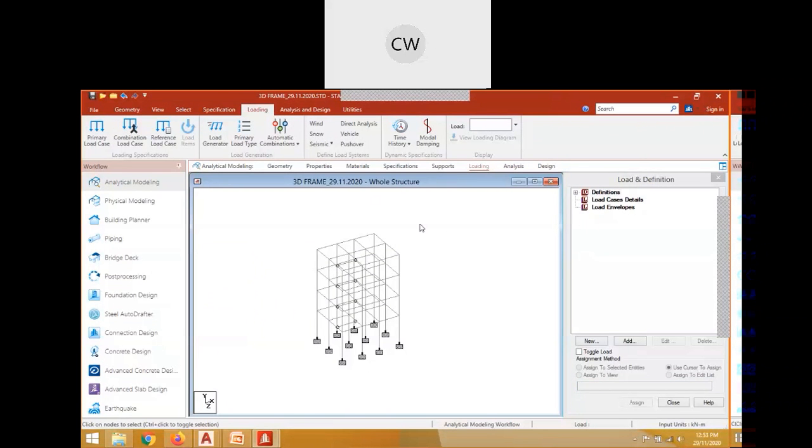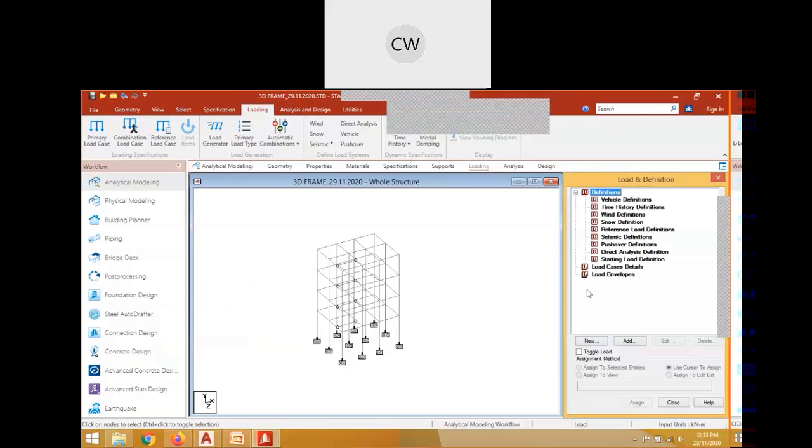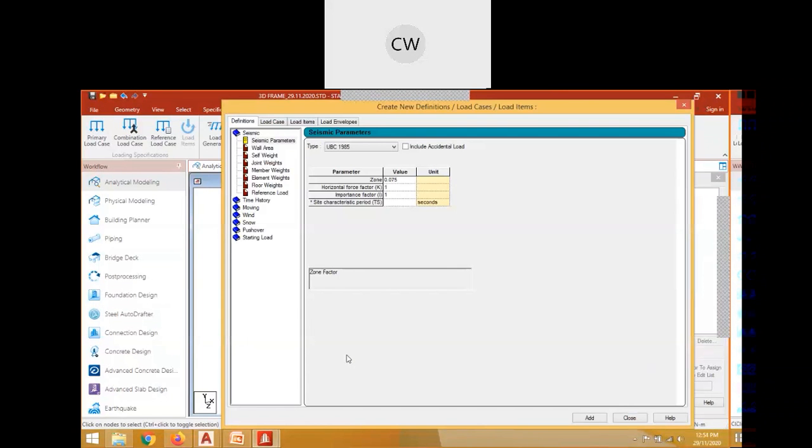Now we are doing this equivalent static analysis. So now I will show you how to assign the seismic load to this particular structure. So let's do it first. First is the definition. If you open this definition, you will find there are different definitions available: vehicle definition, time history definition, wind definition, snow, and then seismic. Select seismic. Seismic is selected. Now say new.